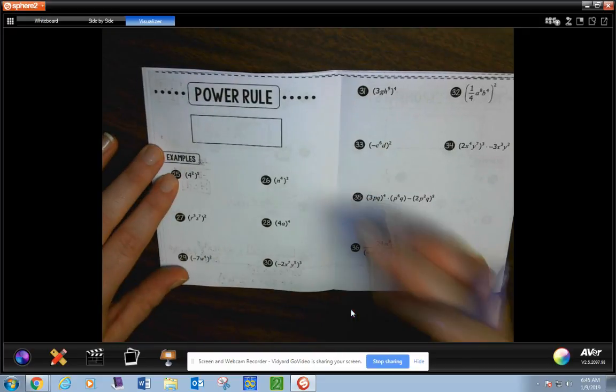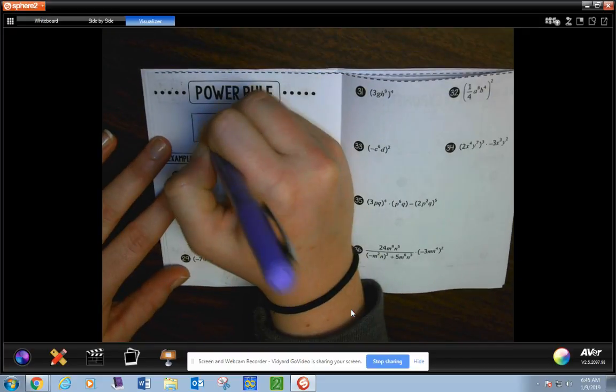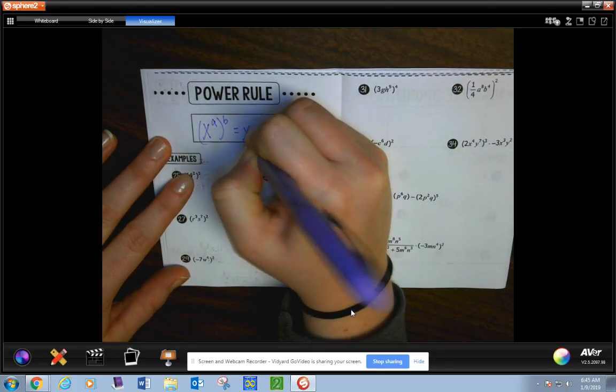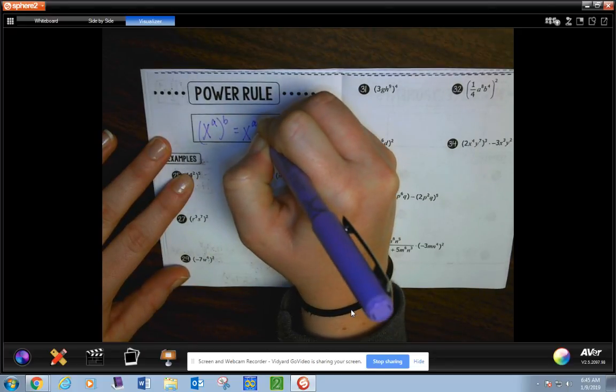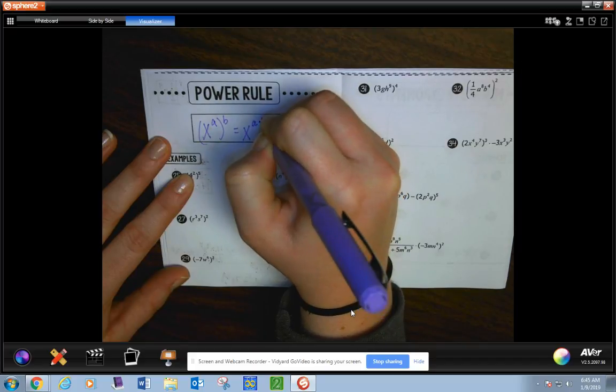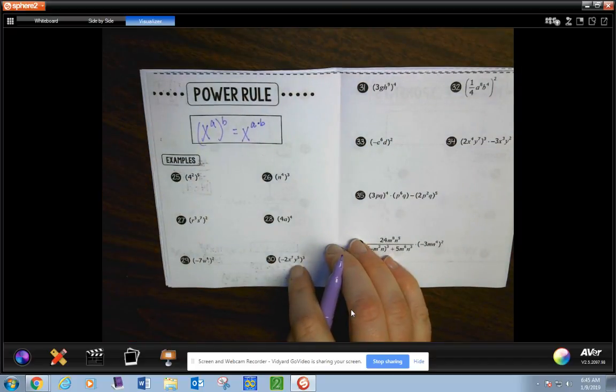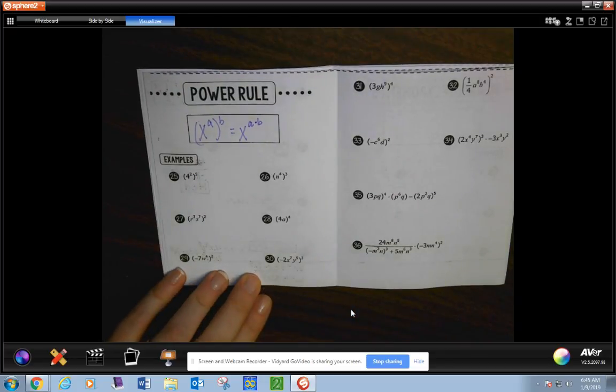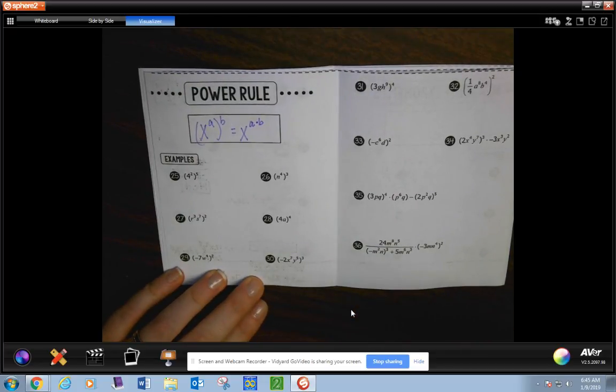Okay, there's the power rule. So we're going to put in here x to the a to the b equals x to the a times b. Okay, now remember, as you're working, you're going to have the other rules in here. So as we get to another rule, we're going to practice the other rule.